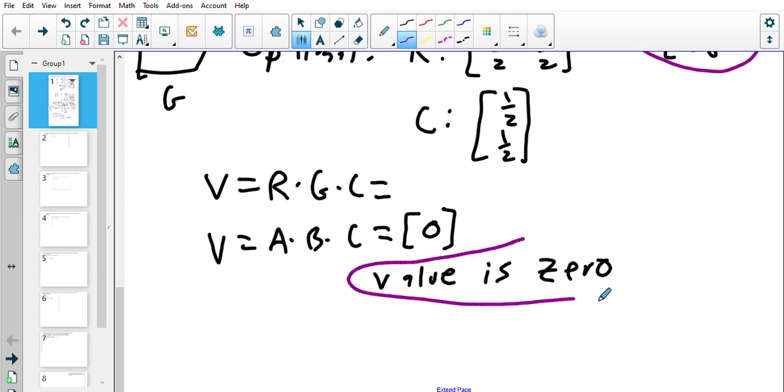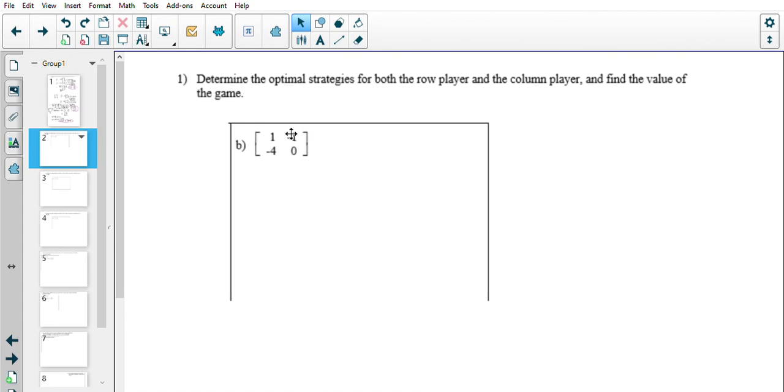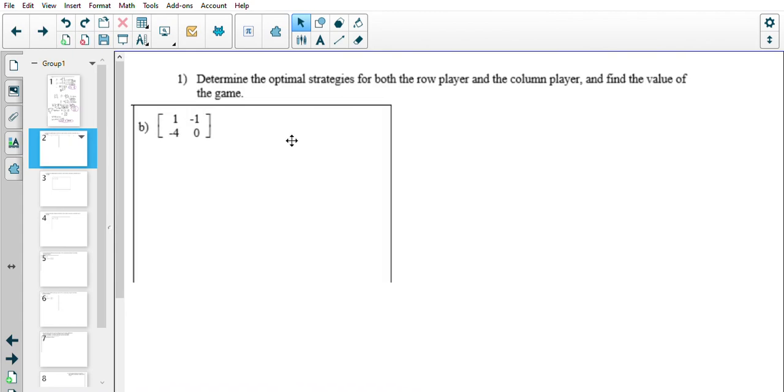Okay, so that's part A of number 1. Let's go on to part B of number 1. This one is going to be very similar to what we just did. We're going to find the optimal strategies for the row player and the column player, and then use those to find the value.